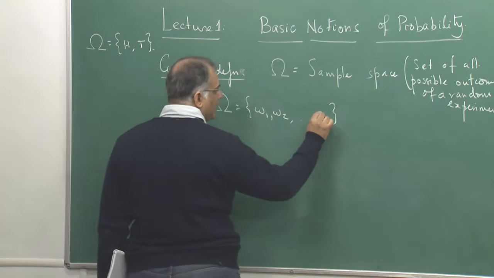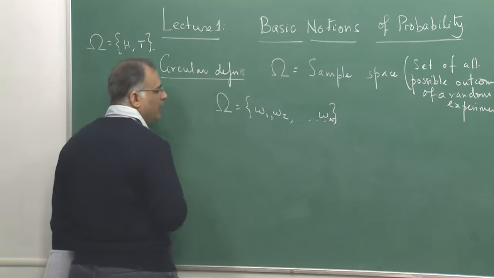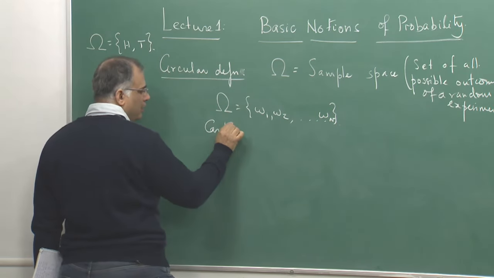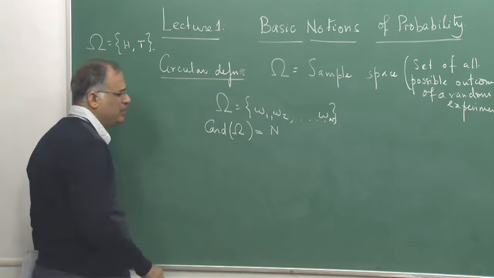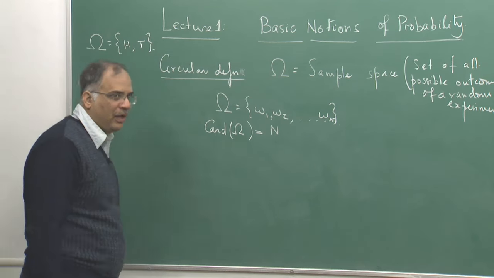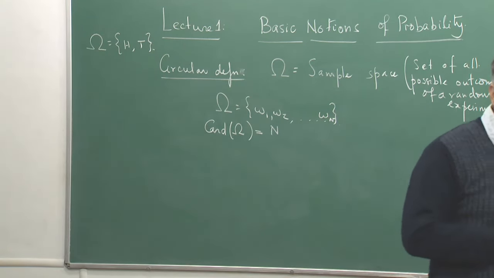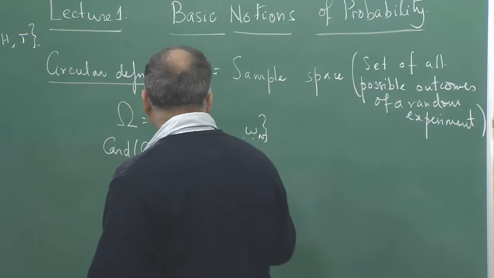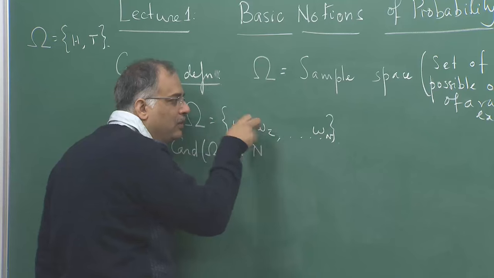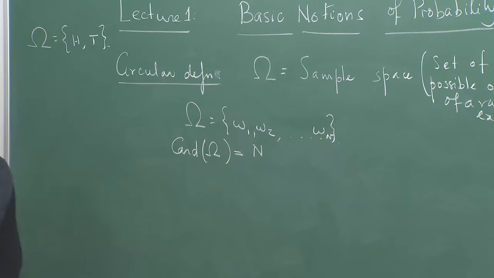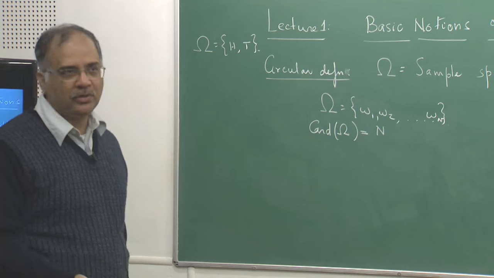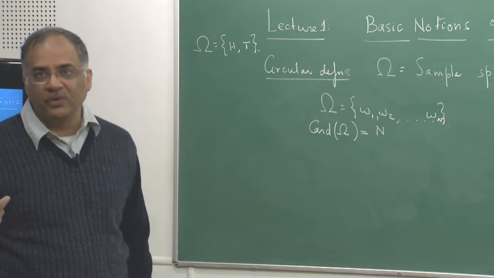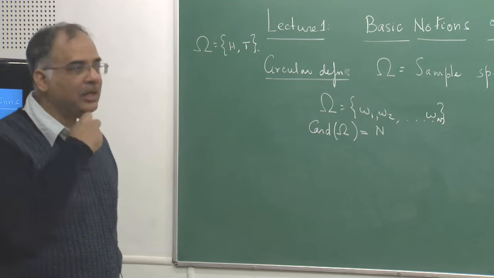Now, suppose I just have a finite number of them, n. Then I talk about the cardinality of this, which is n objects. An event is defined to be a collection, a subset, of these outcomes. For example, what is the occurrence of odd numbers when I throw a die? It can be 1, it can be 3, or it can be 5. So all these 1, 3, 5 come collected in a set.